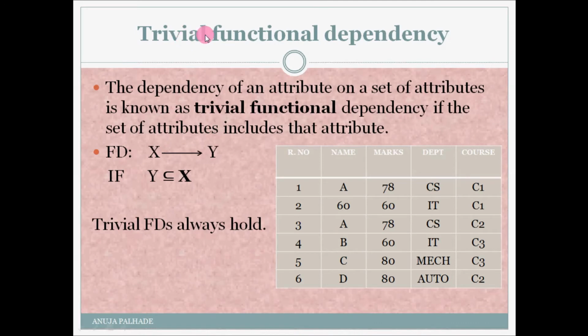So let's start with the trivial functional dependency. What is a trivial functional dependency? The dependency of an attribute on a set of attributes is known as a trivial functional dependency if the set of attributes includes that attribute. It means if X determines Y, then Y must be a subset of X. This is the symbol of subset. So, see here, a trivial functional dependency always holds. It is always valid; we never have to check whether it holds.